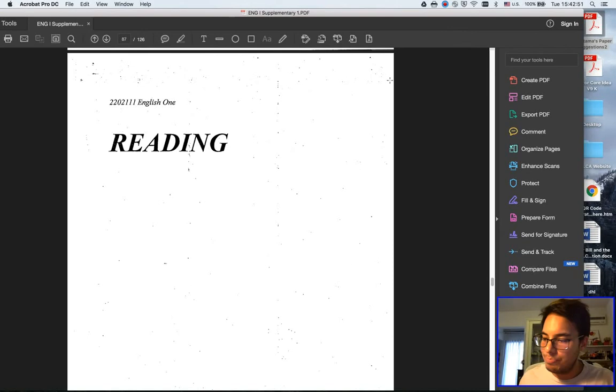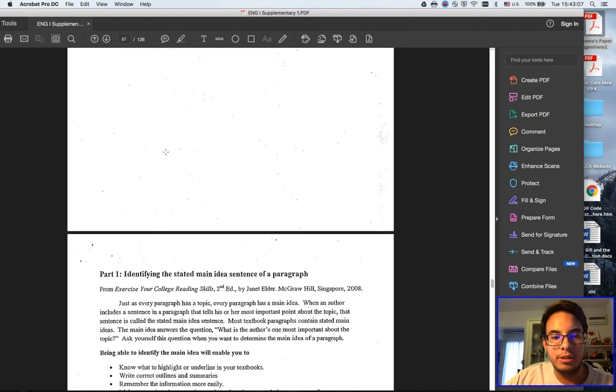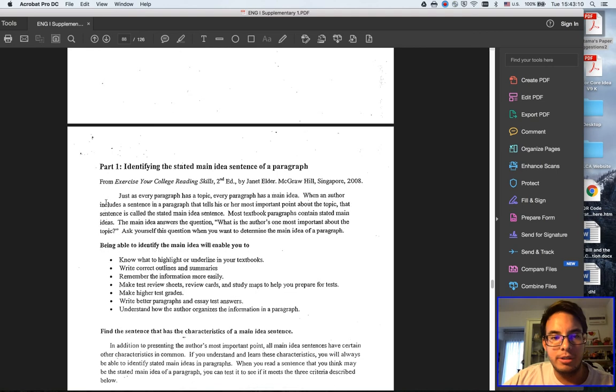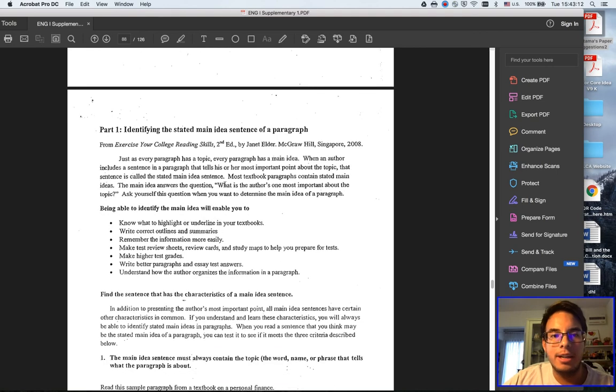Okay, so to help you folks with your reading skills, what I'm going to do is go over part one in the reading book. If you notice in your supplementary guide, you're going to be locating the reading guide. And if you scroll down, there's going to be part one, which is identifying the stated main idea of the sentence.